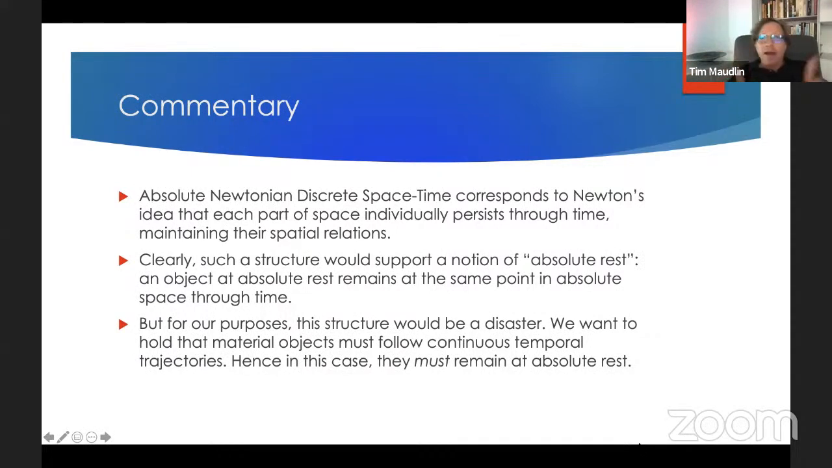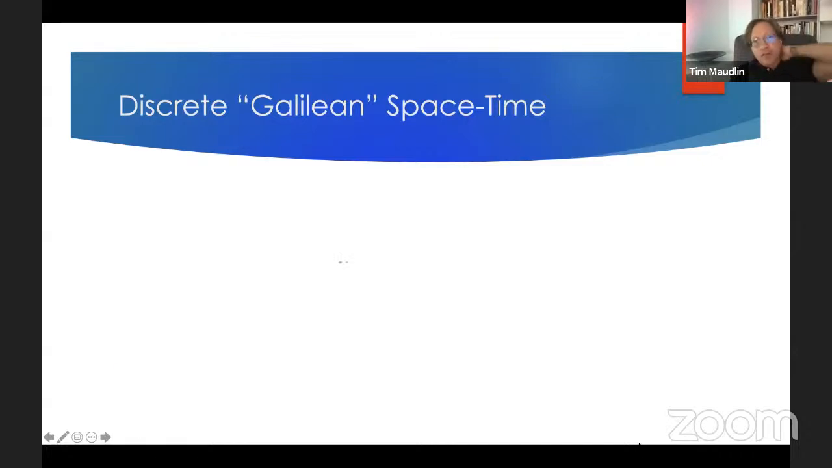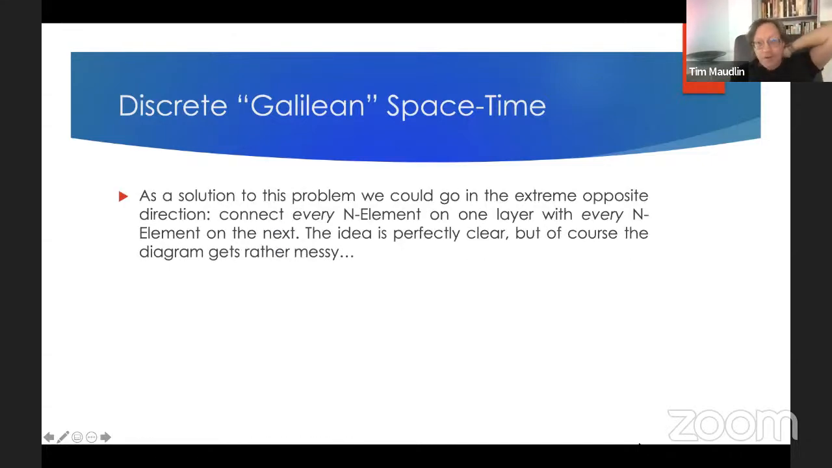And if I only have these vertical paths, it means nothing can move, right? The points of space can't move, but also particles couldn't move either. The only place they could go at the next temporal moment would be directly above, and everything would be frozen. So you not only have a notion of absolute rest, but everything would have to remain at absolute rest. So that would be a disaster. All right, so that's one thing we could do, bad idea.